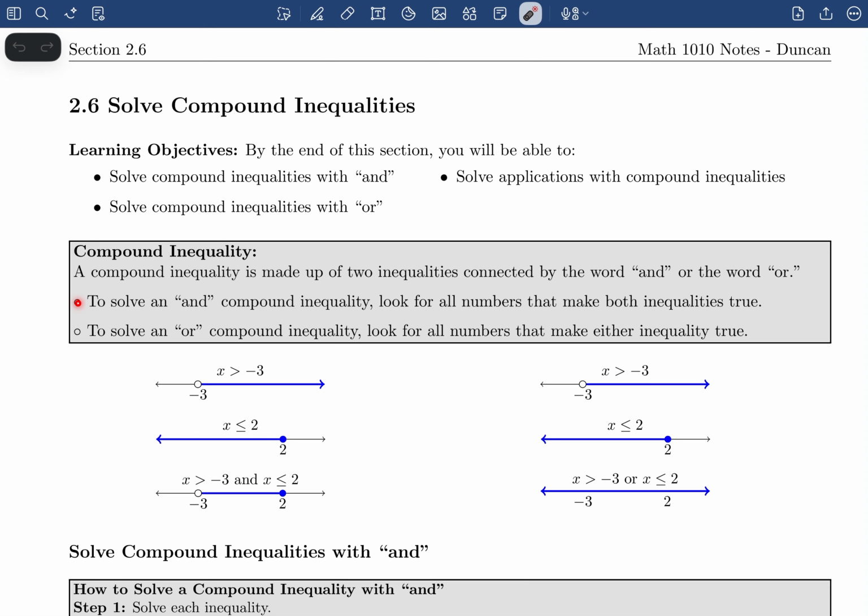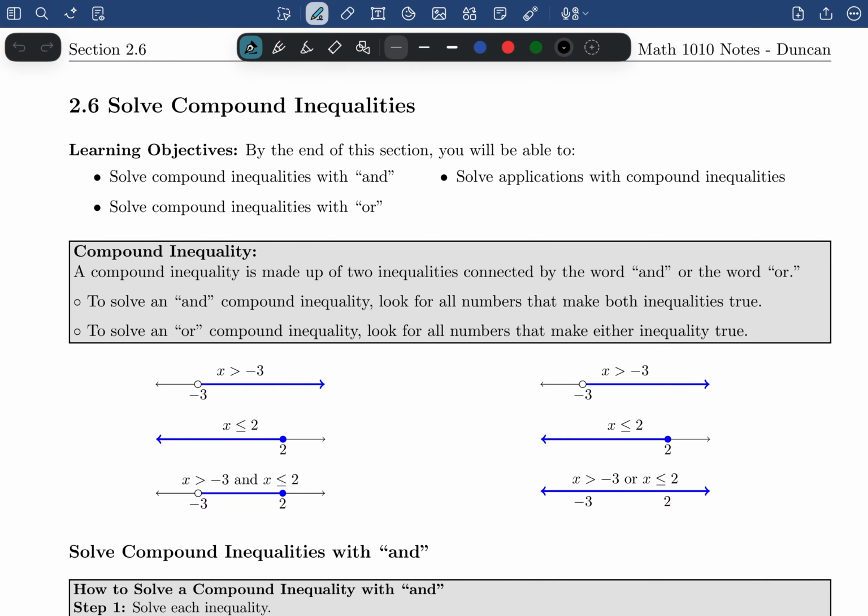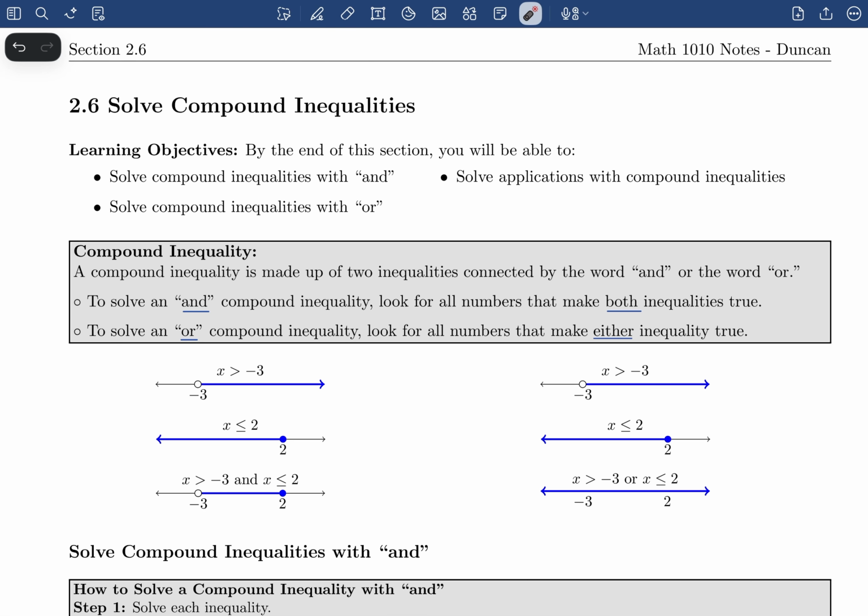Well, to solve an and compound inequality, look for all numbers that make both inequalities true. And then to solve an or compound inequality, look for all numbers that make either inequality true. So the main words here are, an and inequality is where both inequalities are true versus an or inequality where either inequality is true. Let me explain a little better with these two comparison examples on left and right.